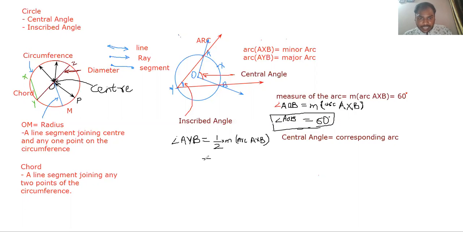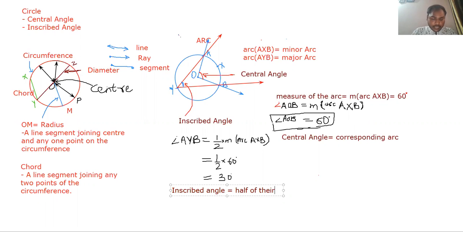So the measure of the arc AXB represents 60 degrees. We write 60 degrees at this place, and half of it gives 30 degrees. The meaning of this is that the inscribed angle is half of the corresponding arc. So I can say that the inscribed angle is equal to half of the corresponding arc.